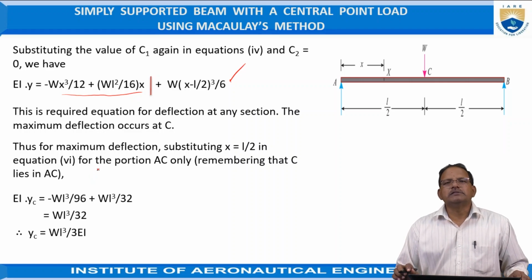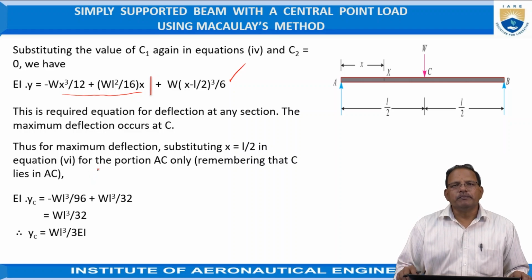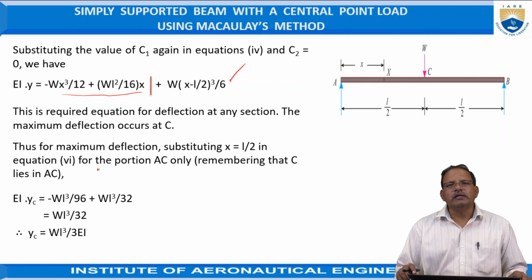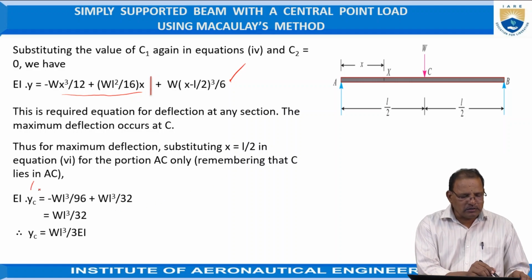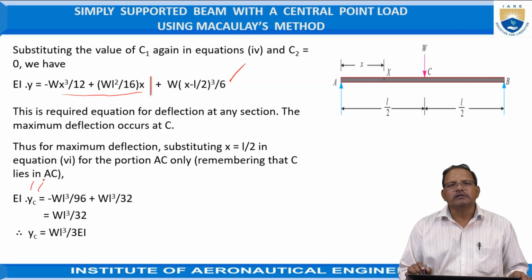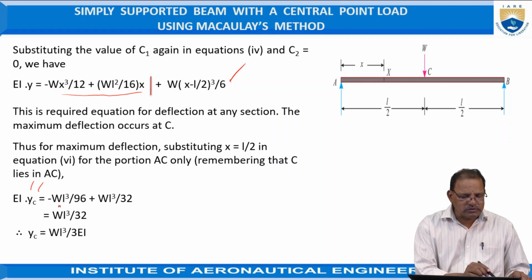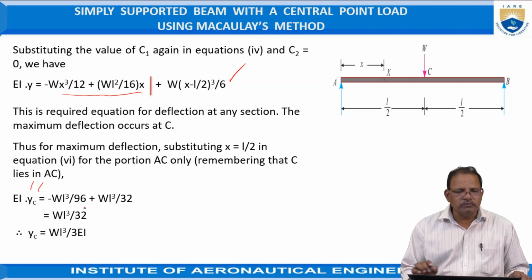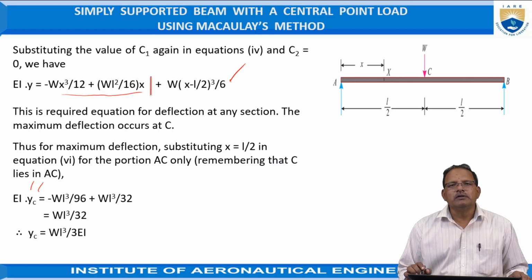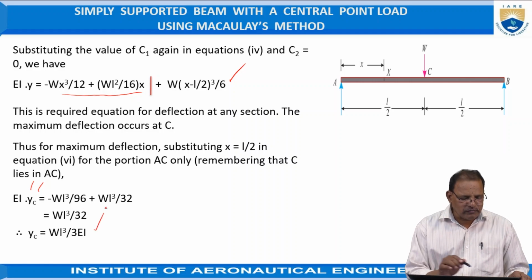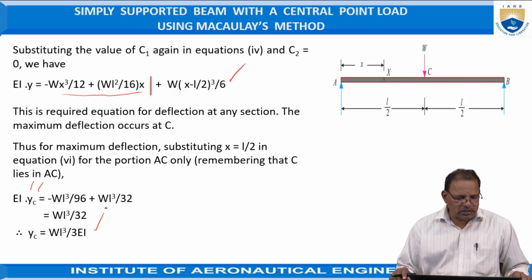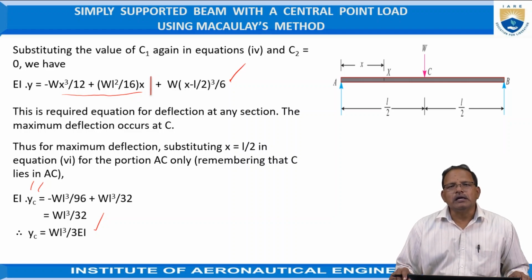So the maximum deflection generally occurs at the midpoint for a simply supported beam when it is subjected to a point load at its center. That means x is equal to L by 2, and substituting we got EI into YC is equal to, that is when x is equal to L by 2 we require the deflection at a distance of C, that is YC is equal to, substituting, minus of WL cube by 96 plus WL cube divided by 32. From this relation we got YC is equal to WL cube divided by 48 EI.